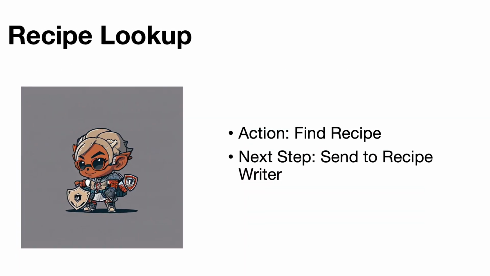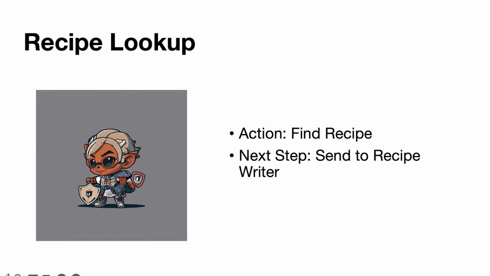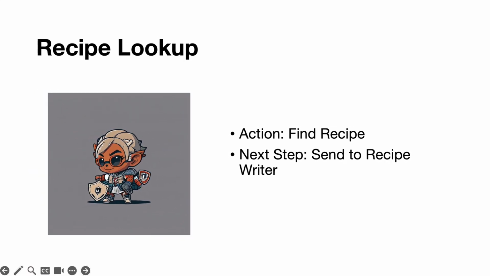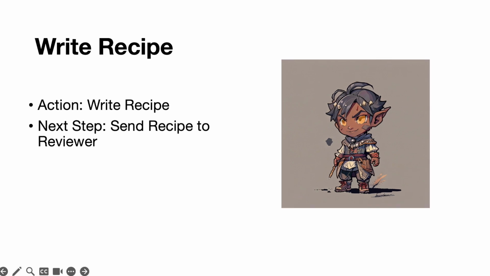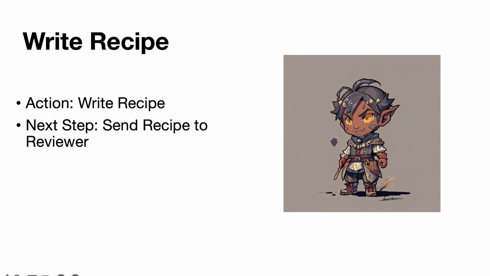The searcher finds the relevant recipes from VectorDB and sends them to the writer to do RAG generation. The writer will generate the recipe based on the context information provided by the searcher.